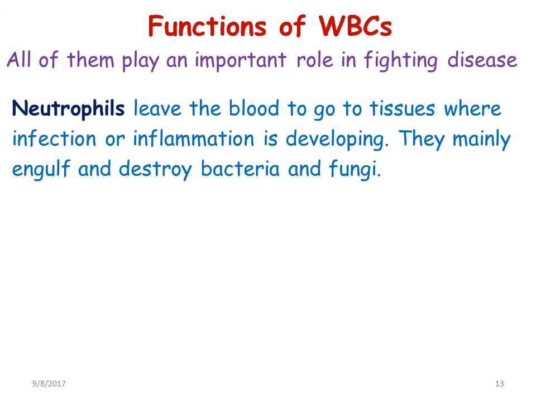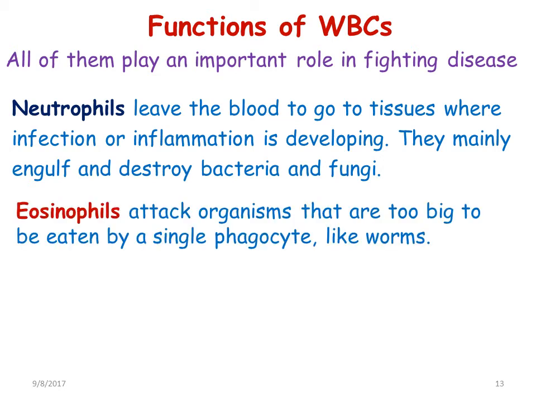First one, let us look at the neutrophils. Neutrophils leave the blood to go to the tissues where infection or inflammation is developing. They mainly engulf and destroy the bacteria and fungi. Eosinophils attack organisms that are too big to be eaten by a single phagocyte, like the worms, intestinal infestations.